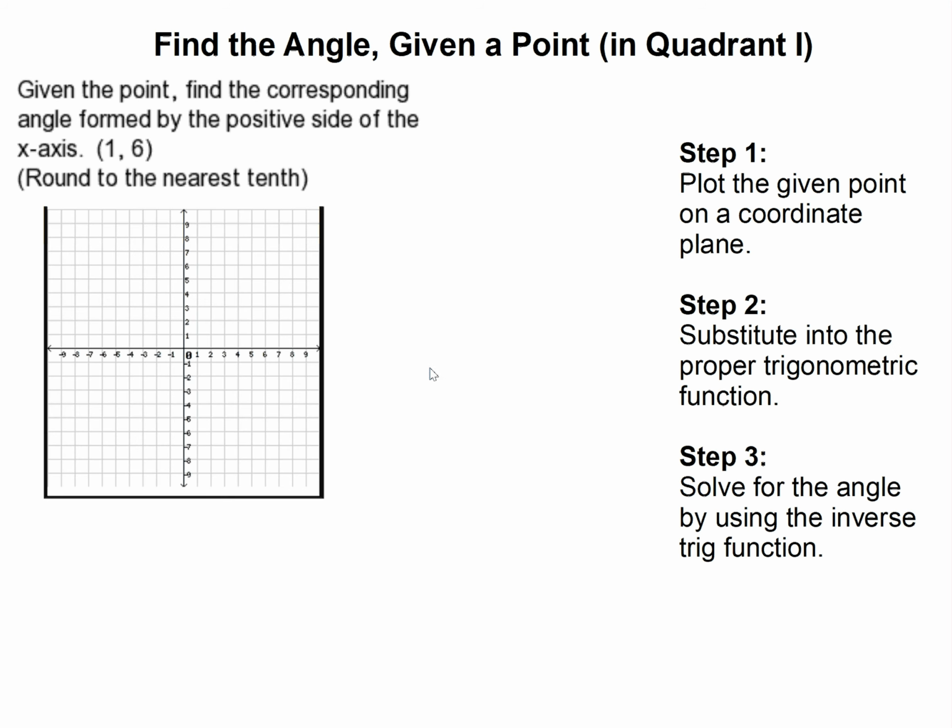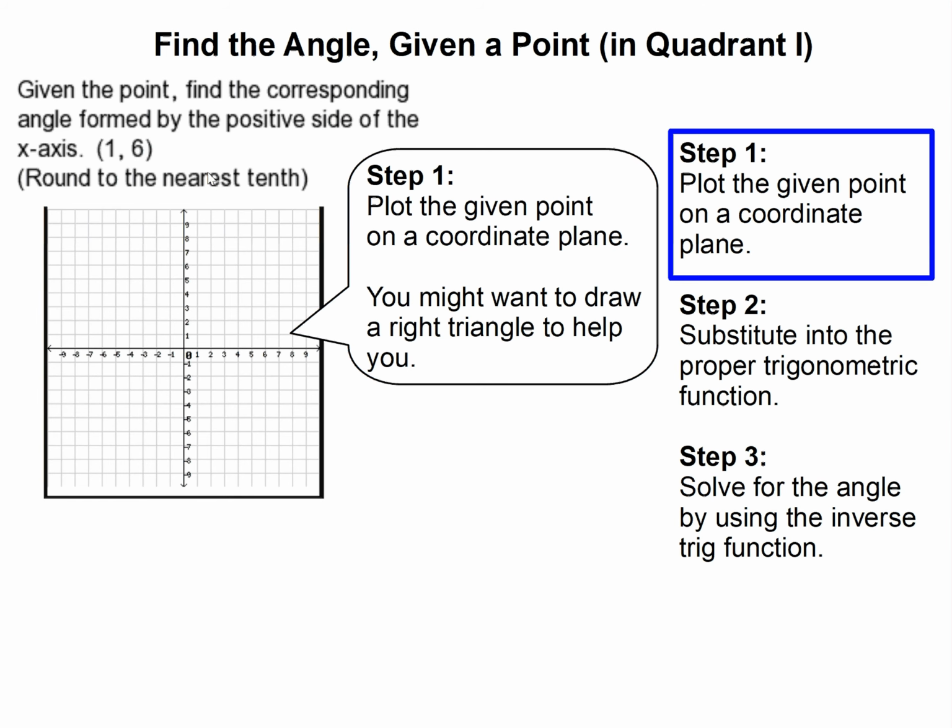How to find an angle given a point. Alright, so the first thing we need to do is plot the point. Alright, I'll read the problem to you. It says, given the point, find the corresponding angle formed by the positive side of the x-axis.